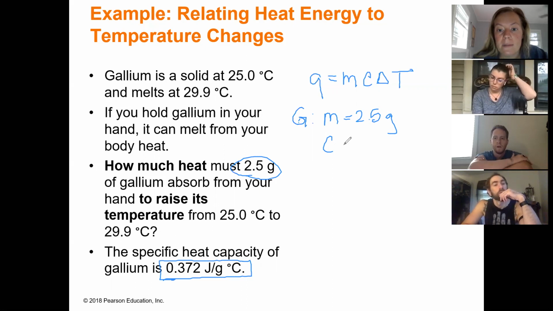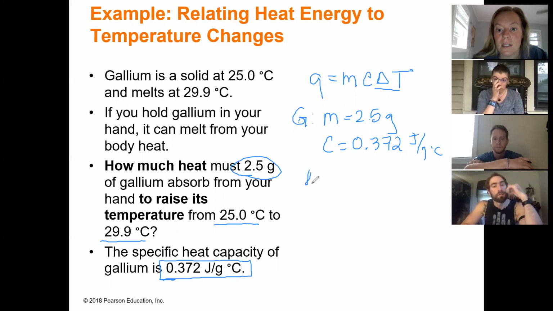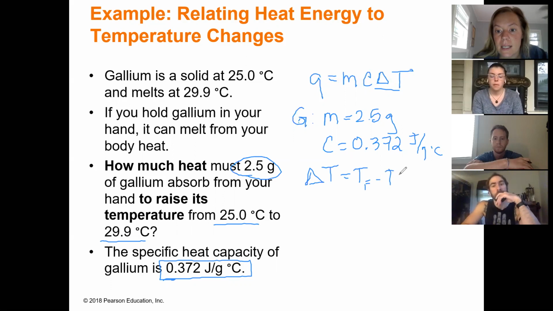So we have a specific heat of 0.372 joules per gram degree Celsius. And then the change in temperature is your final temperature minus your initial temperature, okay? So delta T is equal to T final minus T initial. In this case, it's equal to 29.9 minus 25.0. So we end up with what, 24?